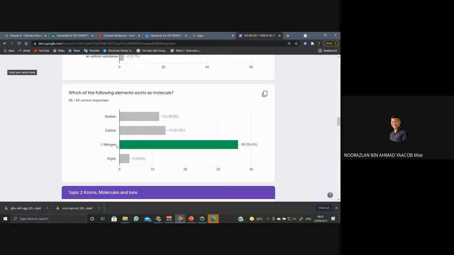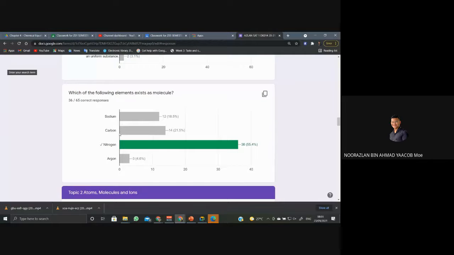Okay, never mind. Nitrogen exists as N2. Argon adalah group 18, so the gas doesn't exist as molecule, it exists as atom. Carbon exists as C sahaja sebab dia solid. Sodium as Na sahaja sebab dia solid juga. So it should be this. Some of you pilih sodium sebab sodium mana ada wujud sebagai molekul. Dia ada Na2, dia ada Na3 ataupun sebagainya.